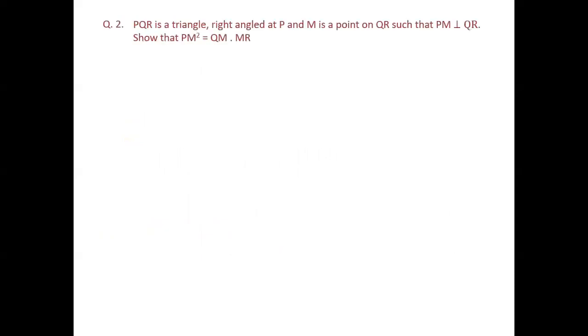Question 2. PQR is a triangle, right angled at P, and M is the point on QR, such that PM is perpendicular to QR. We have to show that PM square is equal to QM into MR. See the solution. Let's draw the figure first.